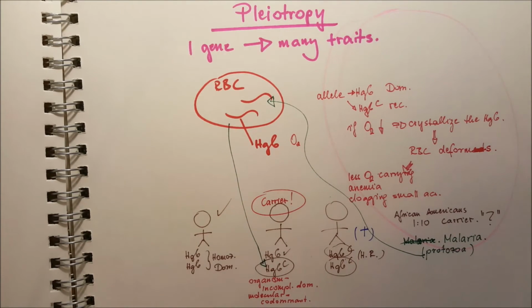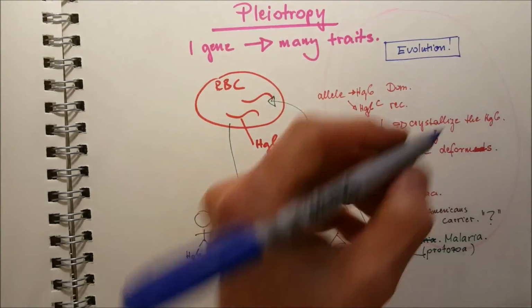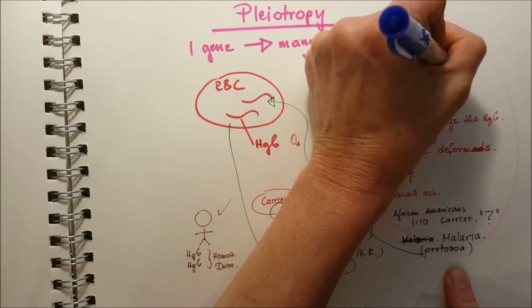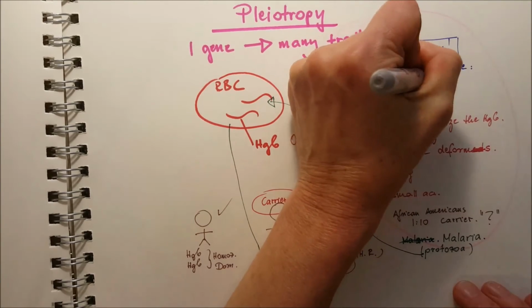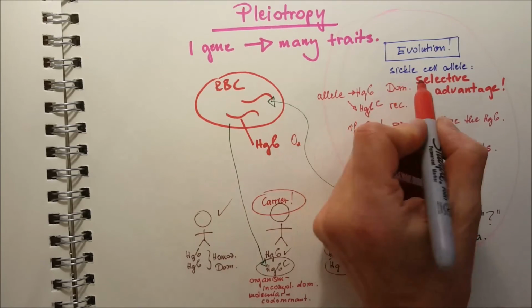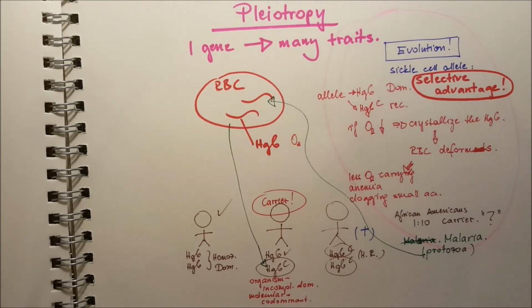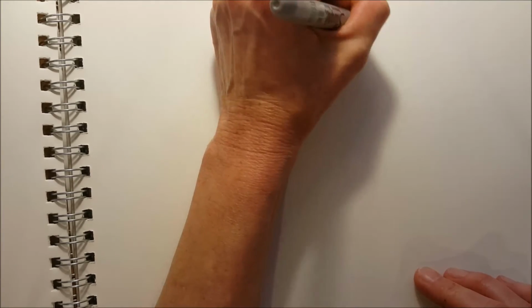The protozoa that causes it gets into the red blood cell and uses the red blood cell for part of its life cycle. Now, in evolutionary terms, the sickle cell allele is a selective advantage, because when the organism gets into a sickle-cell-prone red blood cell, the red blood cell will die and turn into a sickle.